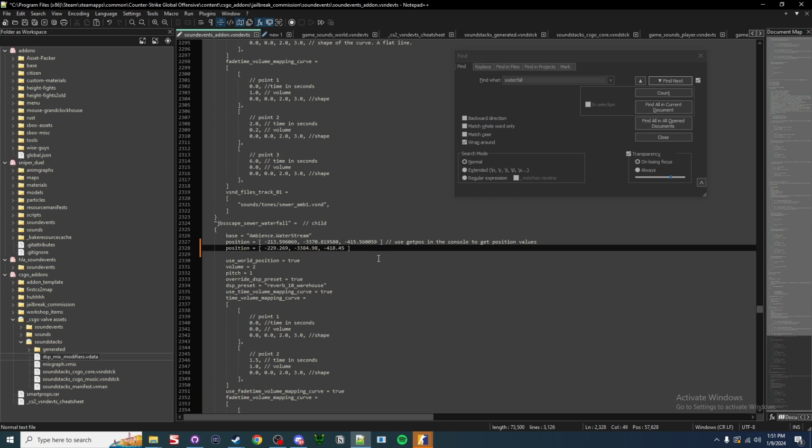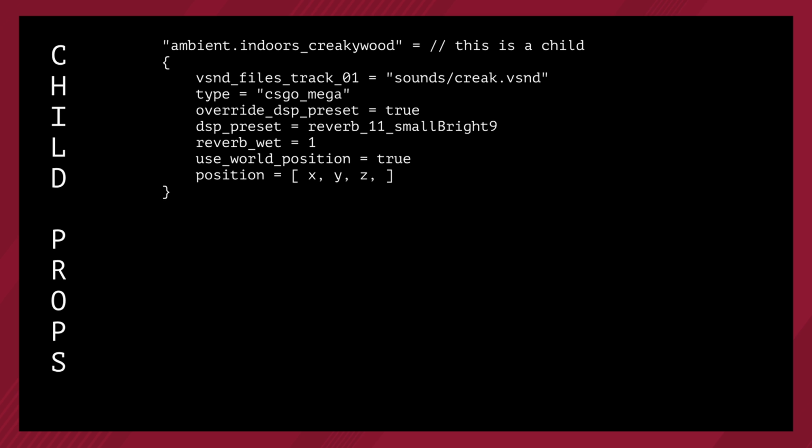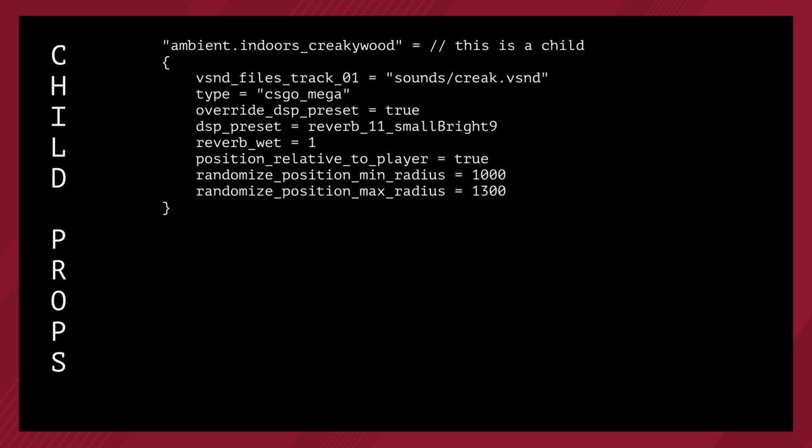For the child events of a soundscape, you can have them located relative to the player by using position relative to player equals true. And then use the properties randomize position min radius and randomize position max radius to set the range of the sound. Soundscape children are set to play only above the player on the z-axis, but if you use the property randomize position hemisphere equals true, then sounds can play above and below the player.